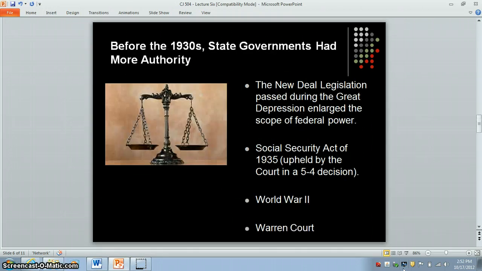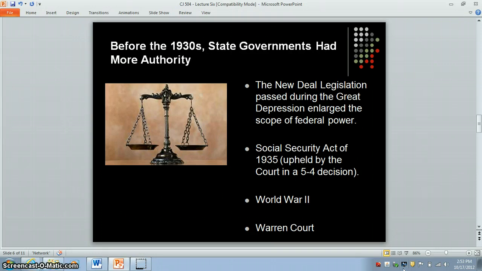Before the late 1930s, the lines of authority between the federal and state governments were strictly drawn and enforced by the courts. However, when the Great Depression occurred, policymakers saw a need to enlarge the scope of federal power. New Deal legislation passed under President Franklin D. Roosevelt would greatly expand the federal government.